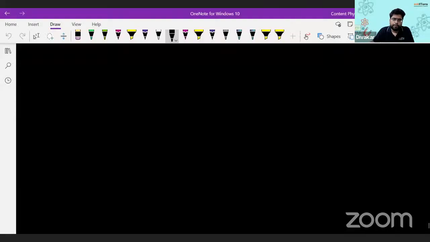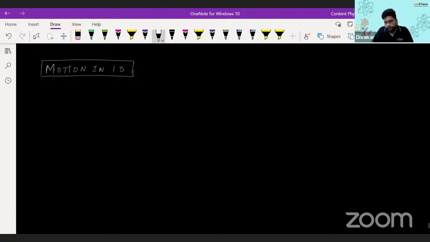As I told you, in the concept of kinematics our major focus will be on motion in 1D. It has various names though. Sometimes you call it rectilinear motion, sometimes motion in a straight line, sometimes motion in 1D. But all of them mean the same thing.